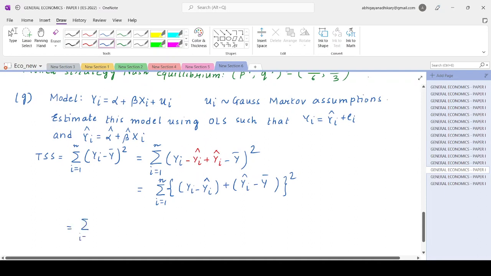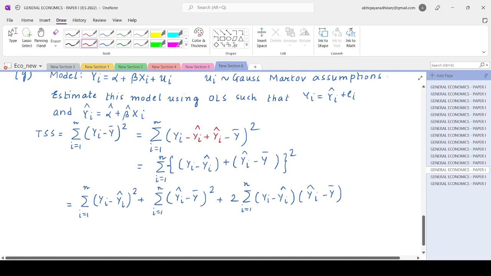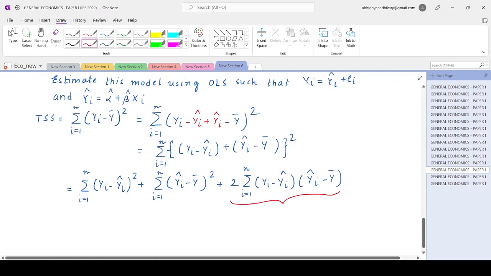So that will be sum over yi minus yi hat whole square. This is the first squared term. Next is the second squared term, yi hat minus y bar whole square, plus 2 times summation i running from 1 to n of yi minus yi hat times yi hat minus y bar. Correct? Now only focus on this cross product term, precisely the summation part is good enough.